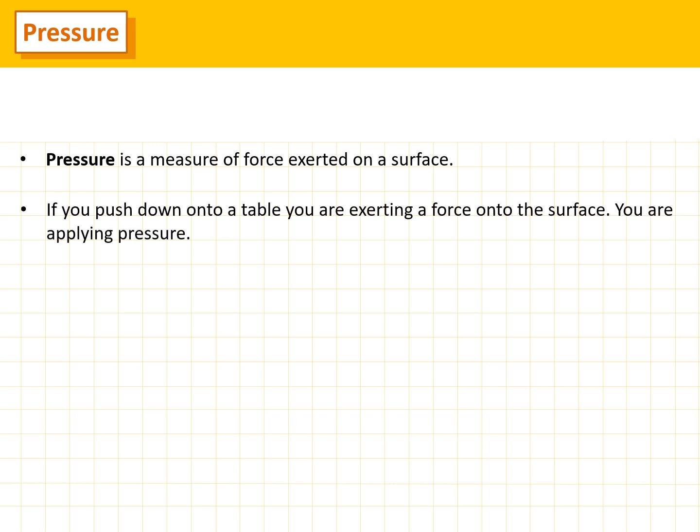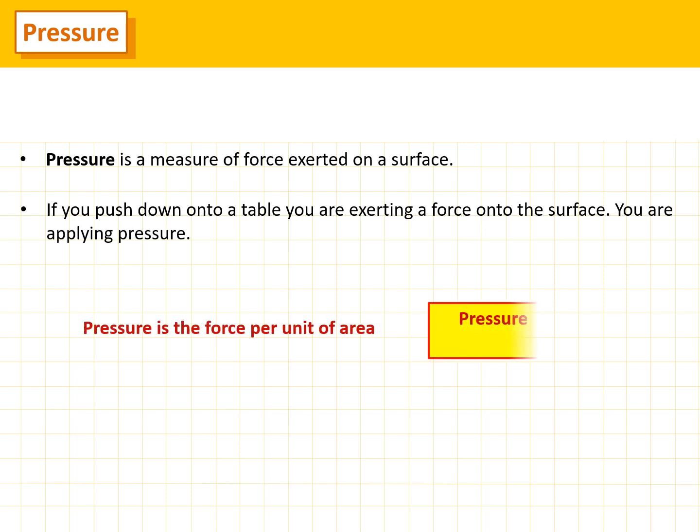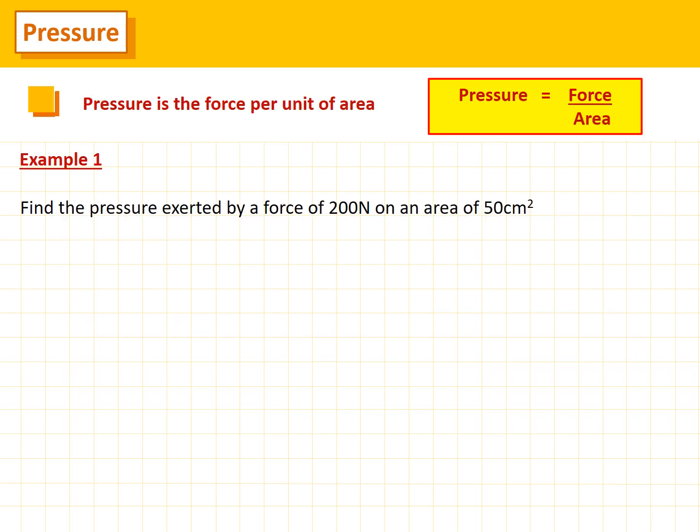Pressure is a measure of force exerted on a surface. If you push down onto a table, you are exerting a force onto the surface. You are applying pressure. And pressure is measured by force divided by area. It's how much force is being applied per unit of area.